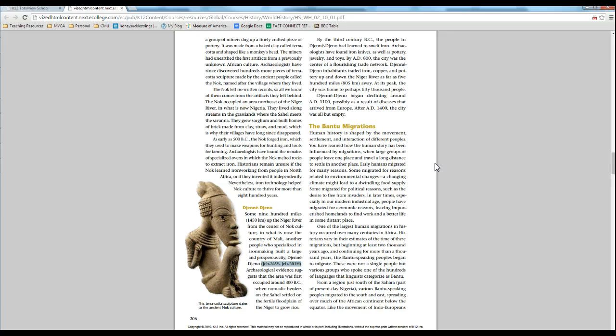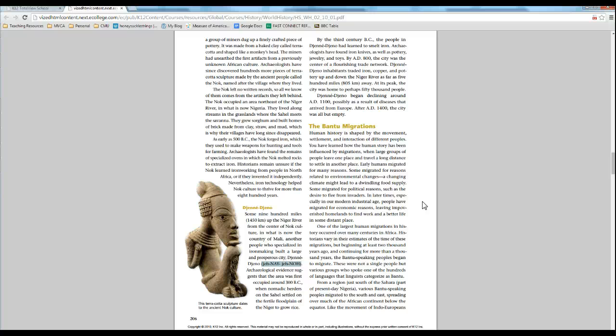The Bantu migrations. Human history is shaped by the movement, settlement, and interaction of different peoples. You have learned how the human story has been influenced by migrations, when large groups of people leave one place and travel a long distance to settle in another place. Early humans migrated for many reasons. Some migrated for reasons related to environmental changes. A changing climate might lead to a dwindling food supply. Some migrated for political reasons, such as the desire to flee from invaders.